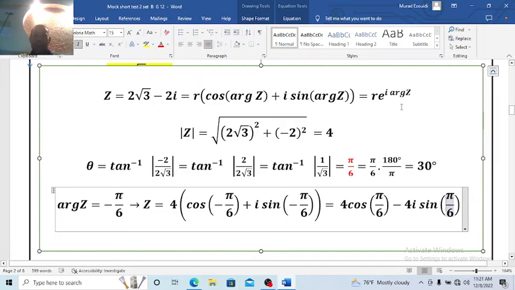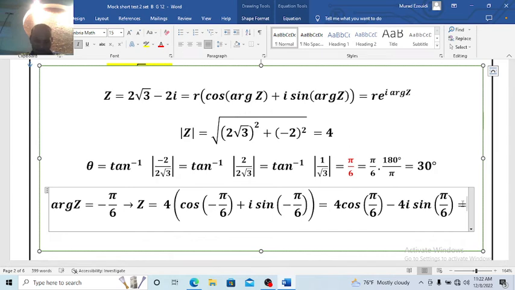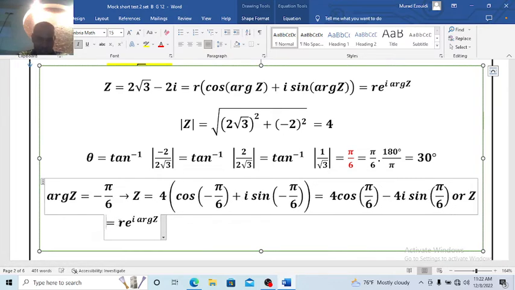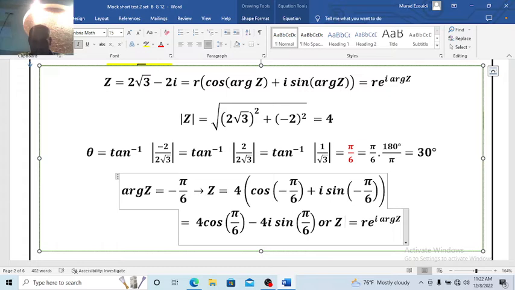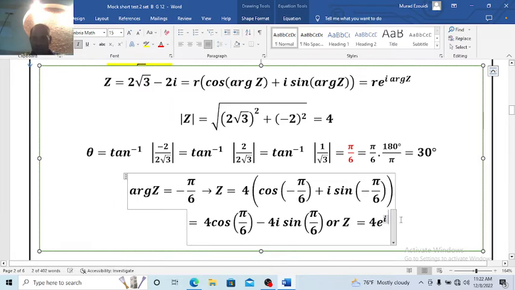Now I want to change this to r exponential of i argument of z. The argument of z is minus pi over 6, and r is 4. I write it here because I don't have space down there. So z is equal to r, which is 4, then exponential of i argument of z, which is equal to minus pi over 6.